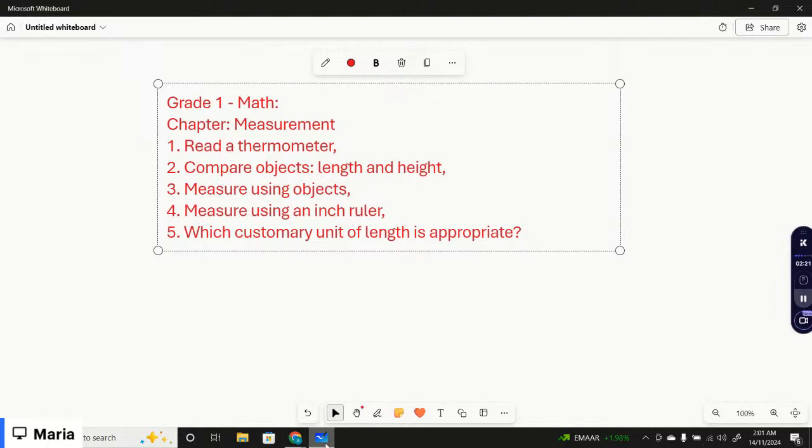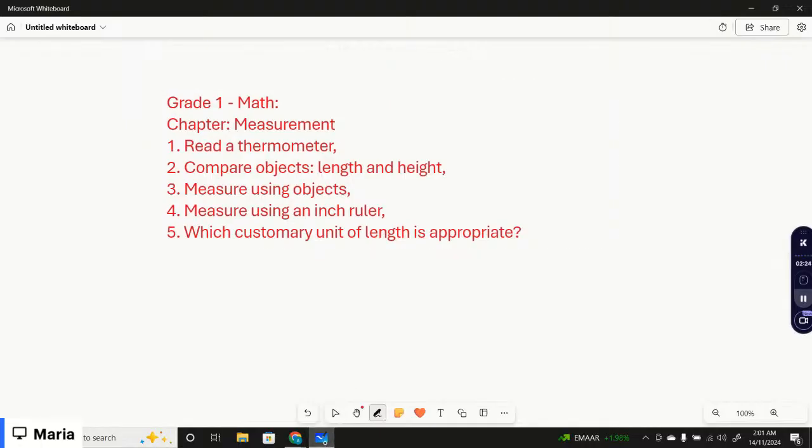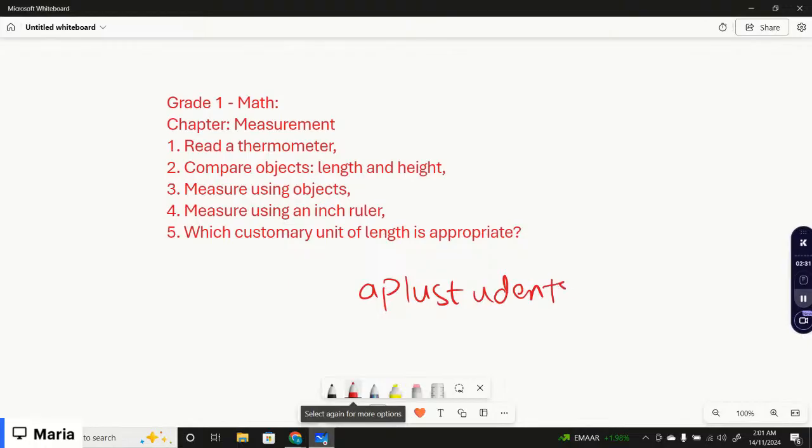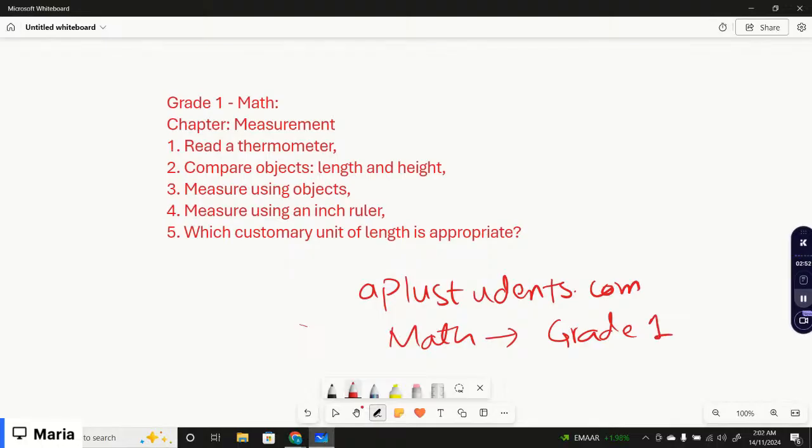We are here for grade 1 math. You can find all the lessons on aplusstudents.com. You have to log in there using your email address and password as provided by the administrator. Then you have to select math from the subject tab. Scroll down to grade 1 math and then click on view all lessons. There you can find the list of the chapters.